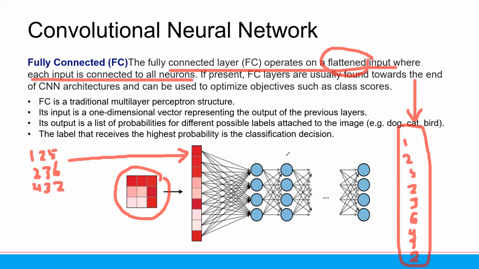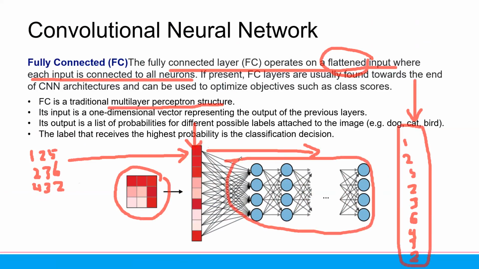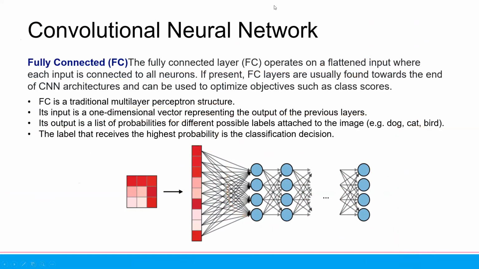After we generate this, we will make the common multi-layer perceptron structure. What we created will be the input for the multi-layer perceptron, and the input is a one-dimensional vector representing the output of the previous layer, which is the output from the pooling layer. Its output is a probability for the different possible labels attached to the image.